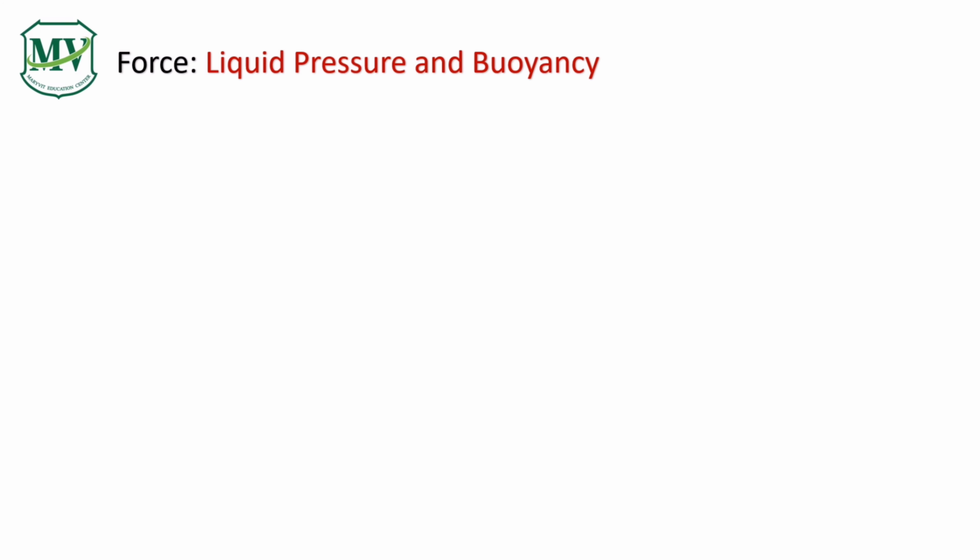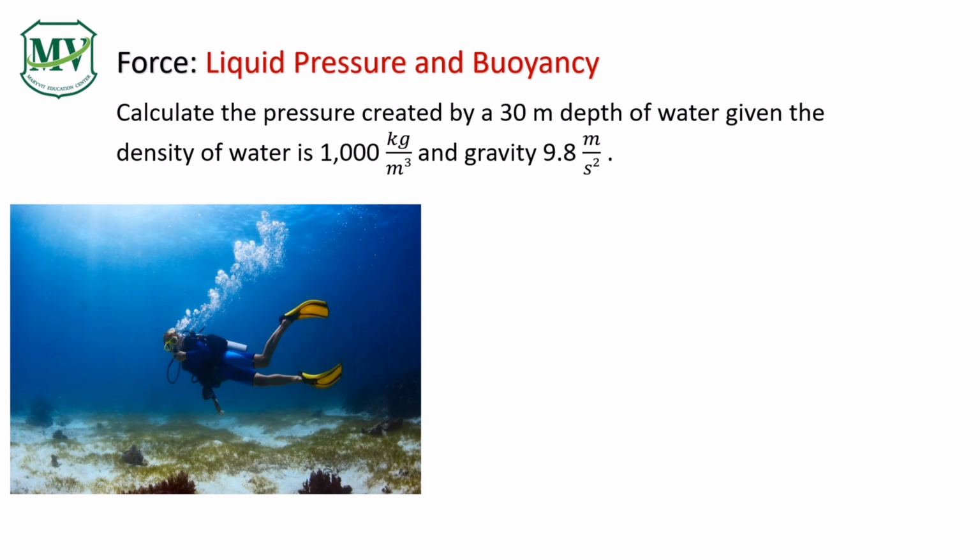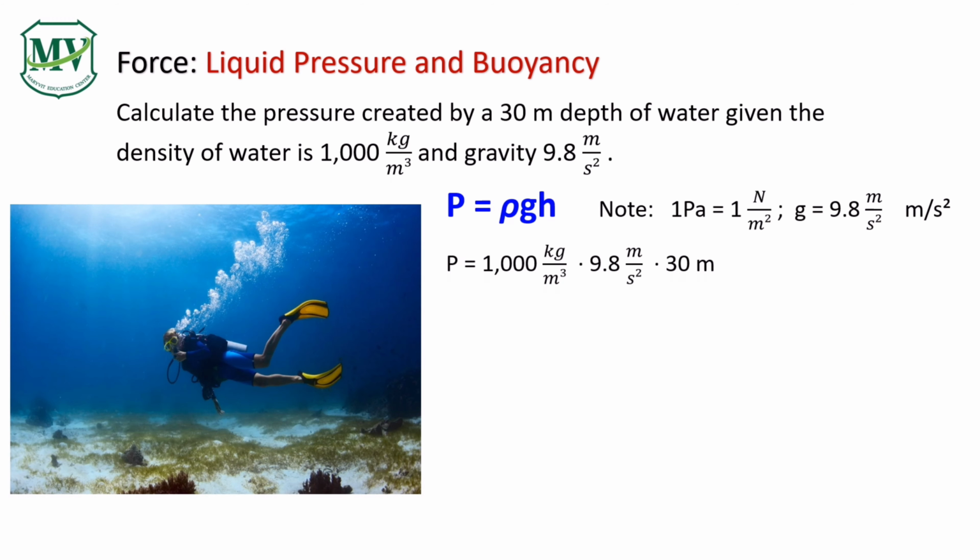Here's a sample problem for liquid pressure. Remember, the volume of the object or body submerged is not a factor in our calculation of liquid pressure. What we want to know is how far down the object or body is submerged. Now, taking our derived formula, pressure is equal to the product of the density of the fluid, the height of the liquid column, and the acceleration due to gravity.